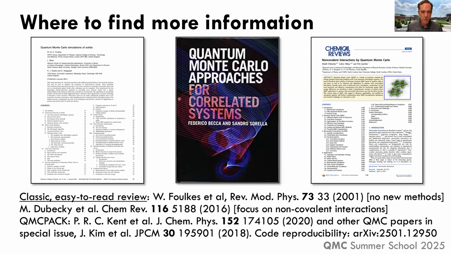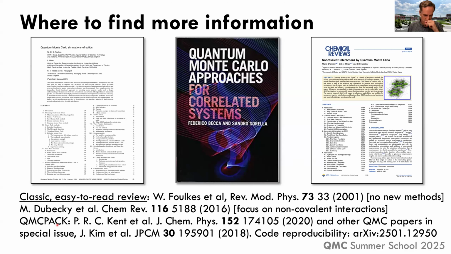There's also a number of books that are being published. This is a more technical one, Quantum Monte Carlo Approaches for Correlated Systems by Becker and Sorella. Maybe your library has that. Also, another way into this field to get references is to look at the citation papers for the different QMC codes that are out there, as they usually review recent work.